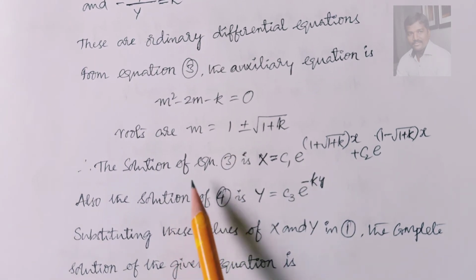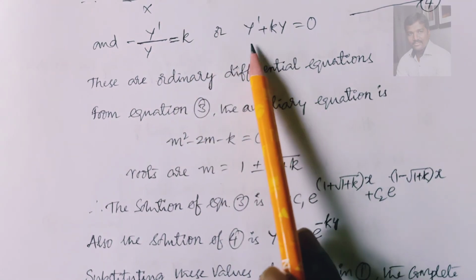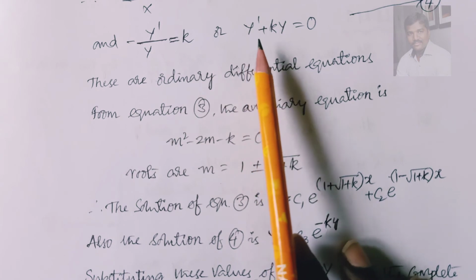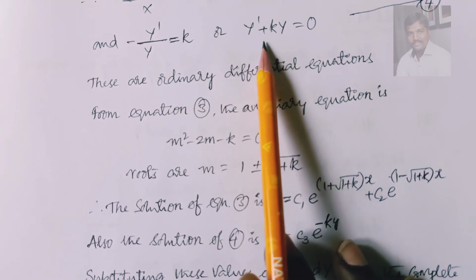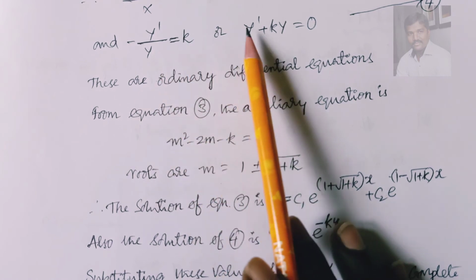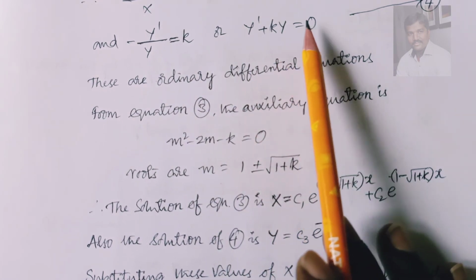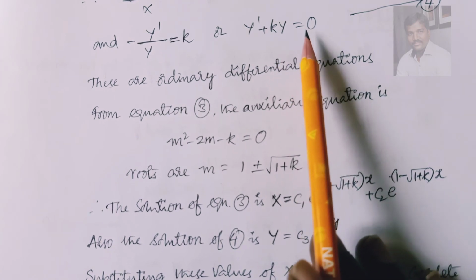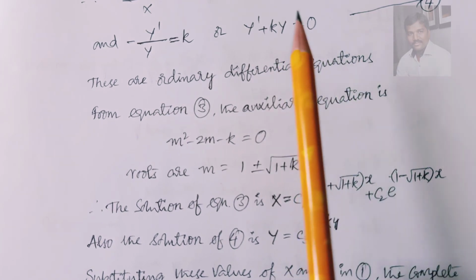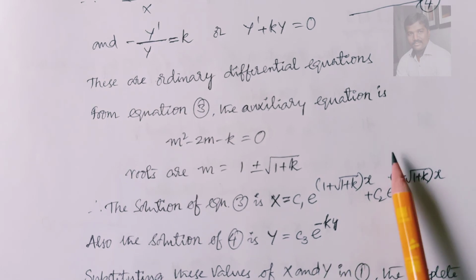Now we can observe how to solve this one. You can write the auxiliary equation also, or you can solve it as a first order equation. What is the root here? m plus k, that is m is equal to minus k. Now from that you can simply write the solution: y is equal to c3 into e power minus ky.